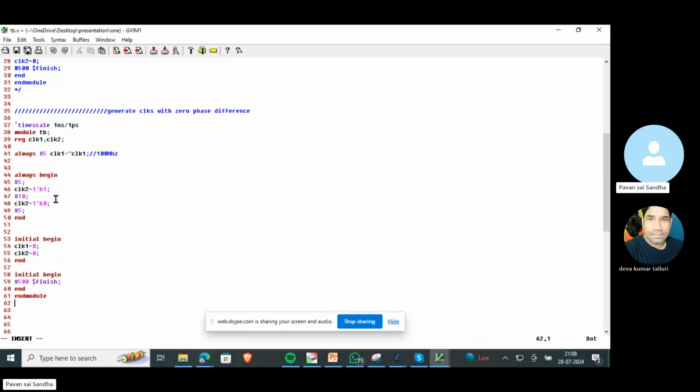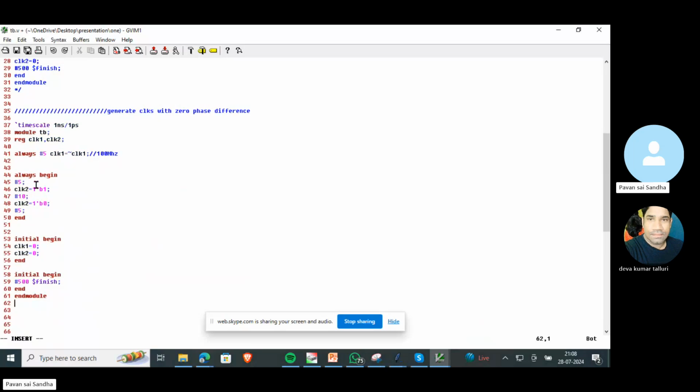But here we can declare the initial block anywhere. And next it is the always block. Look at here. So I want to halt for 5 nanoseconds. Why? Because the first clock is generating at 5 nanoseconds. Initially the value was 0, but at 5 nanoseconds, it will assert, it will go high. So I am doing the same. I am waiting the second clock for 5 nanoseconds and I am triggering it to 1. So clock 2 will also be 1.